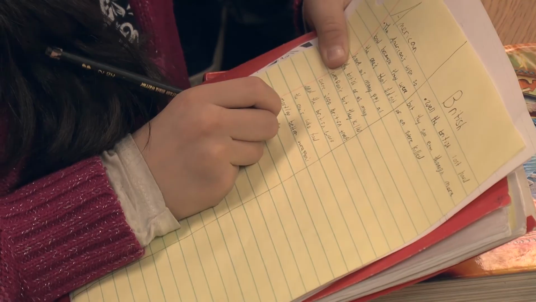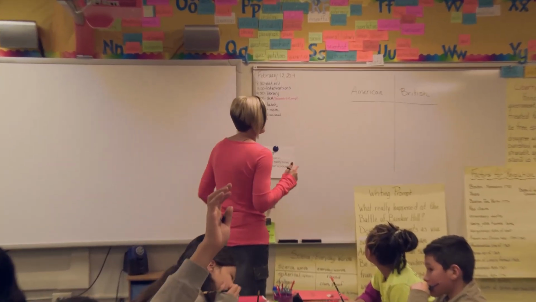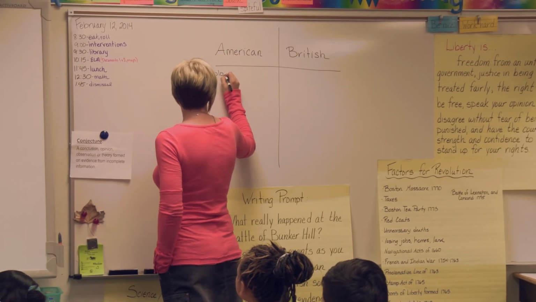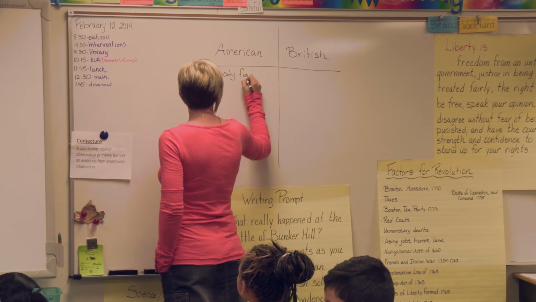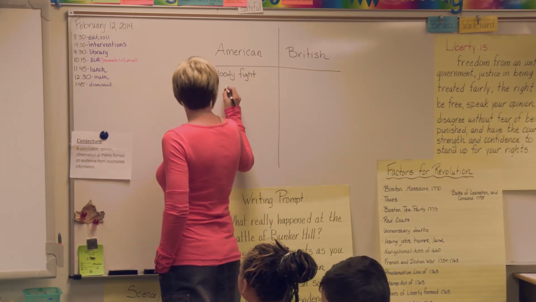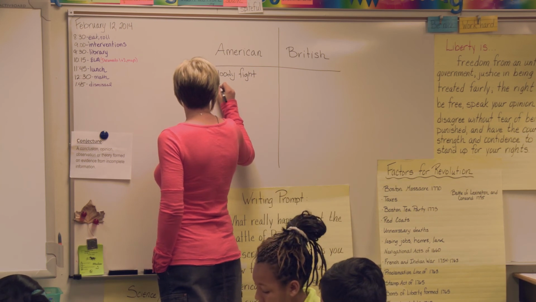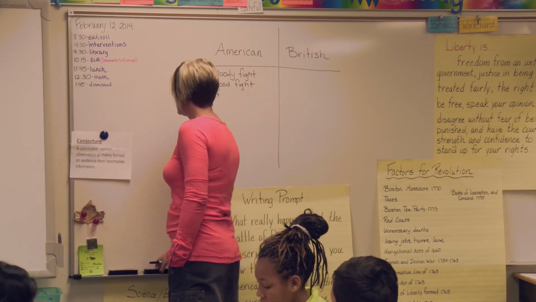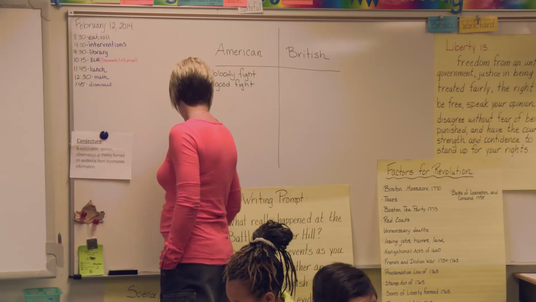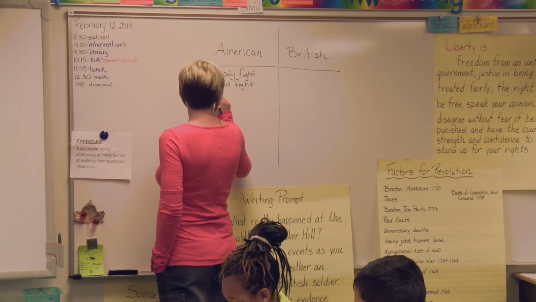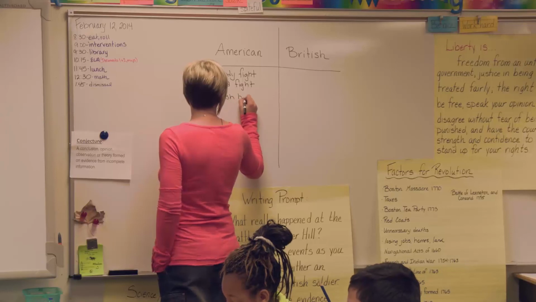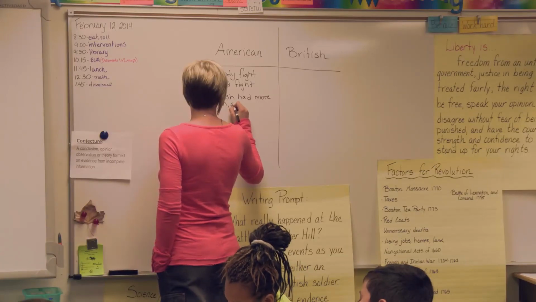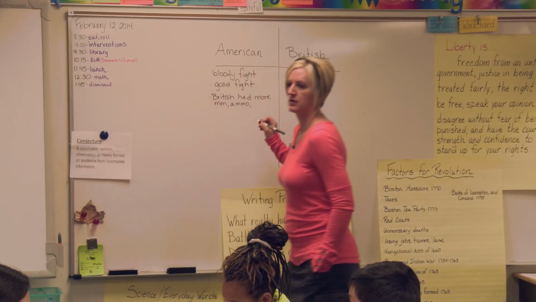So give me some things for the American. What would an American soldier say? Bloody fight. What else? They were disadvantaged. A good fight. What do you mean, Emily, that they were at a disadvantage? Like the British had more of everything. They had better armor. They had better weapons. They had more soldiers, and like they had more ammunition.